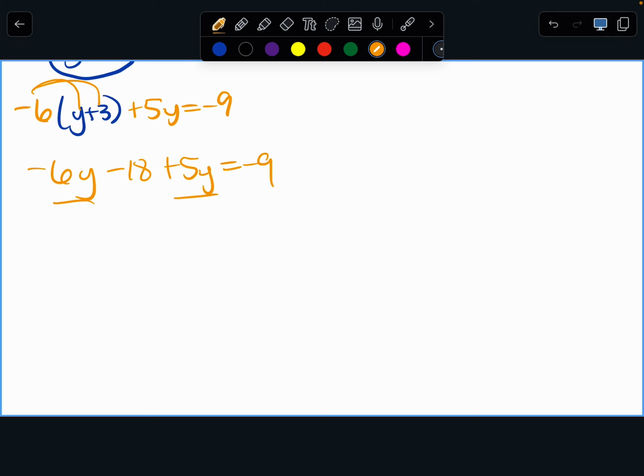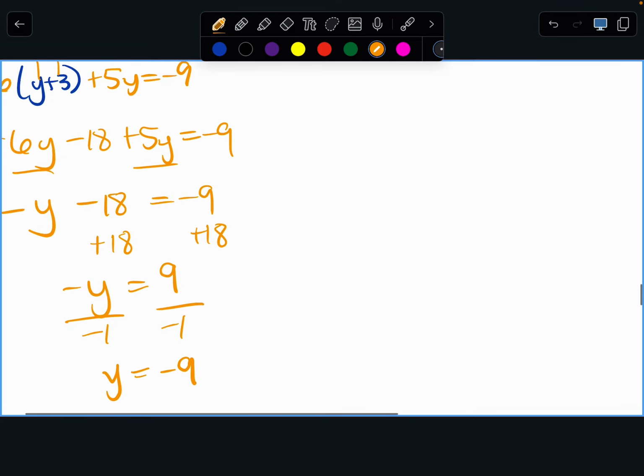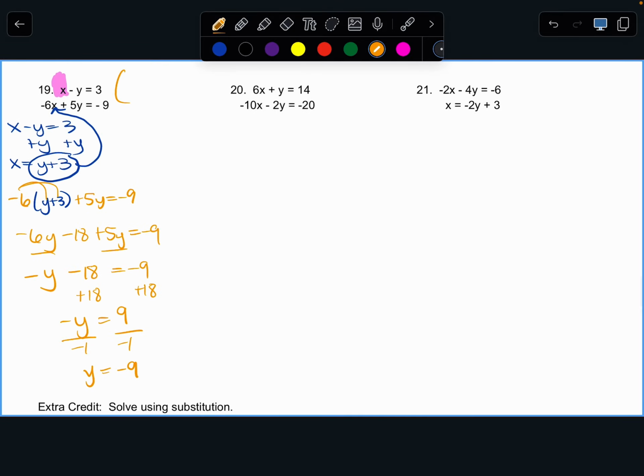This and this combine to get negative y minus 18 equals negative 9. I add 18 to both sides. I get negative y equals 9. Divide by negative 1, and I get y equals negative 9. Okay, so up here, negative 9 is my y value. I'm going to plug it back into the first equation.